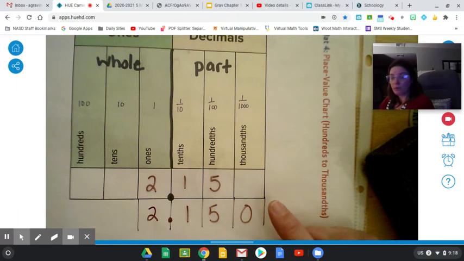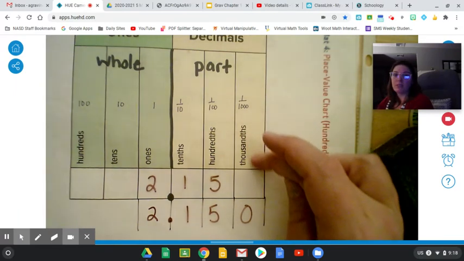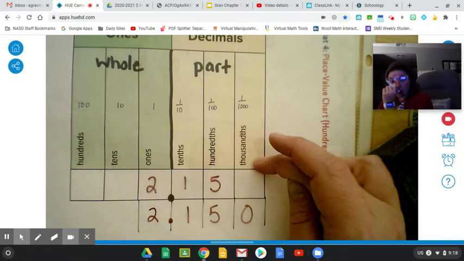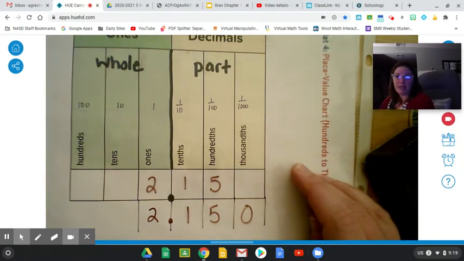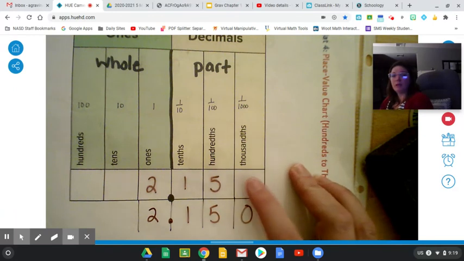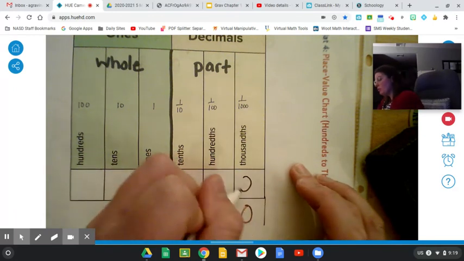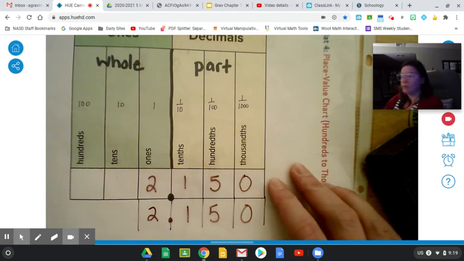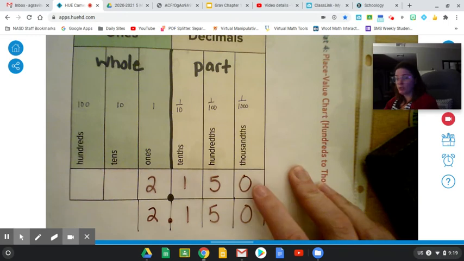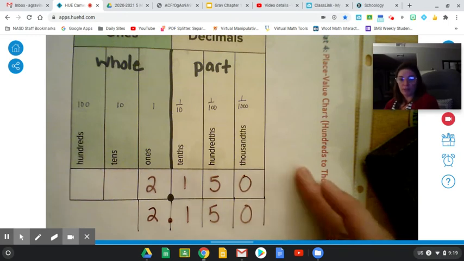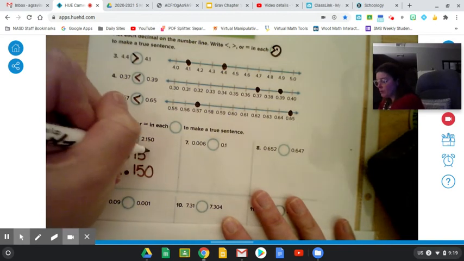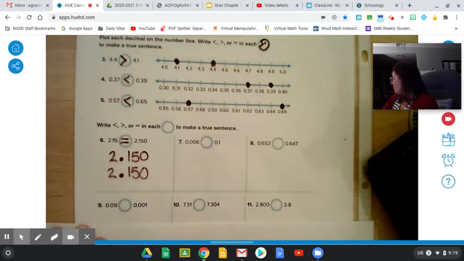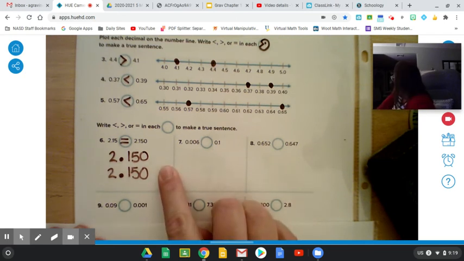In order to compare these, we want them to be in the same decimal place value. So we would like for both of them to be in the thousandths. And you can do that by annexing a 0. And that means that you can add a 0 to the right of any decimal value, and it doesn't change what it's worth. And when I do that, I can see that these are actually the same number. So we call that being equivalent or equal to. So when I annex my 0, I can see that they are equivalent.